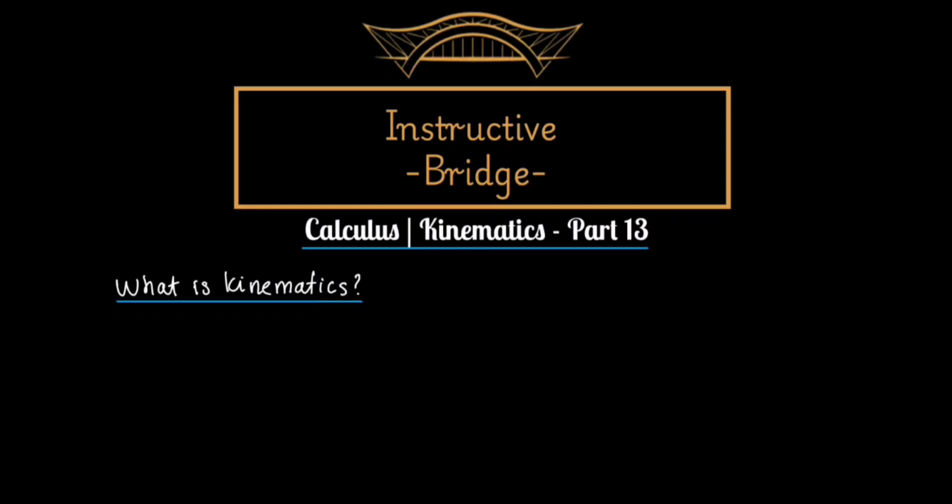First, let's answer the question, what is kinematics? Kinematics is the study of how objects move. A particle moving in a straight line is the simplest type of motion. To describe simple linear motion, you need three things: a starting point, a direction, and a distance.